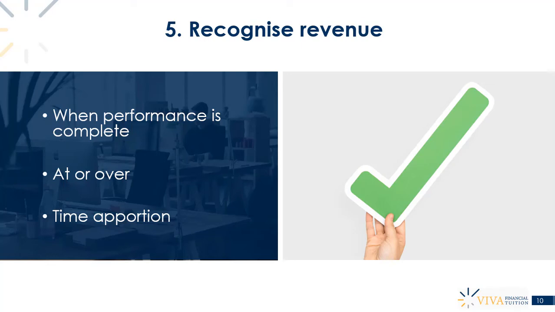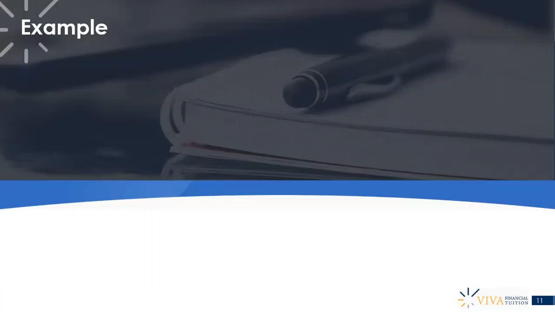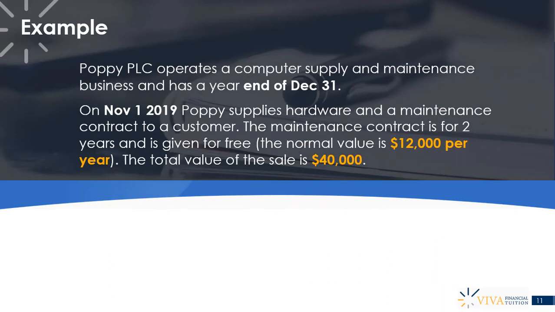Let's look at an example. Poppy plc operates a computer supply and maintenance business and has a year end of 31st December. Now immediately here we're saying that the company is doing two things, aren't they? They're supplying computers and they're providing maintenance. So it's a sale of goods and the sale of services.